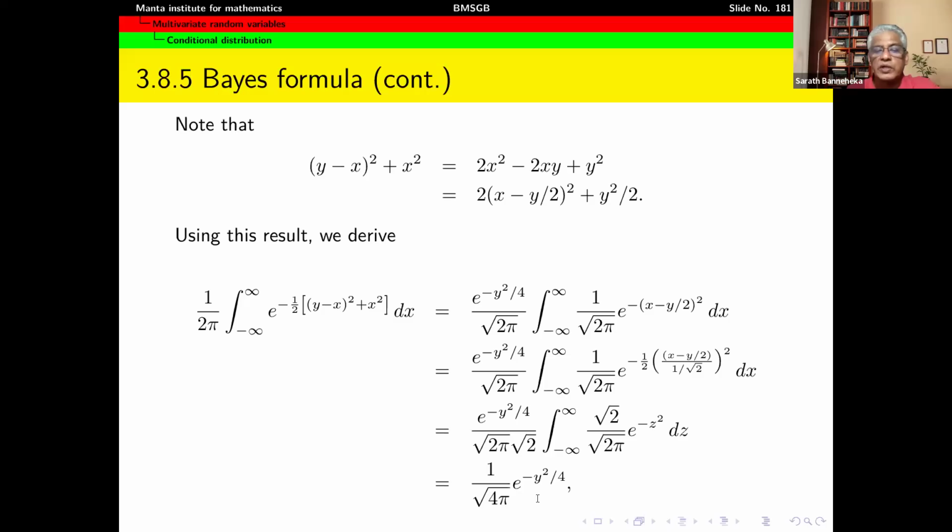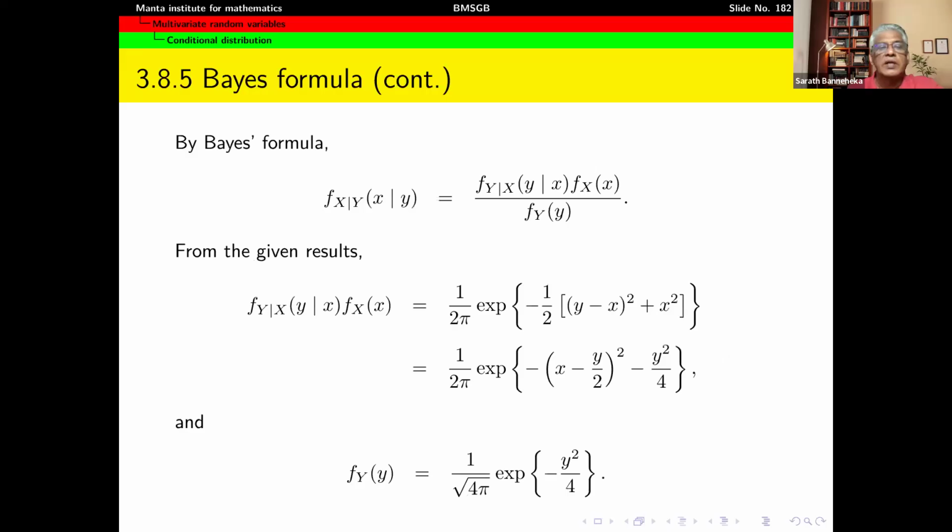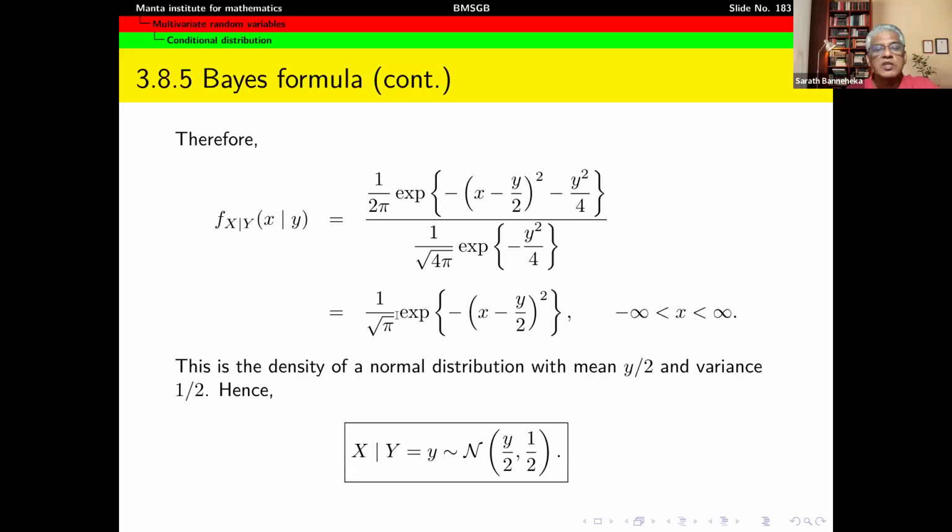So using that fact, you can simplify this answer to get 1 over root 4 pi e to the power minus y square over 4, right? So once you get this one, you can easily get this one. Therefore, I'm not going to describe too much of this mathematics. You can do it simply, right? And therefore, if you now substitute the terms into the Bayes formula, we have already got this expression and now we got this expression. So when you simplify those, we get this expression here, right?